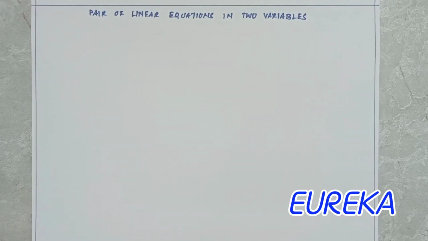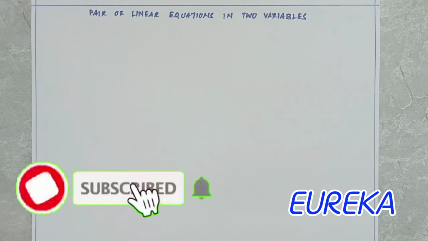Pair of linear equations in two variables. Dear students, in the last part we have seen the substitution method, one of the algebraic methods to solve the given pair of linear equations in two variables, and we have seen that the method is literally very easy as compared to the other methods. So to remove that doubt, let's have another method, and the name is elimination method.